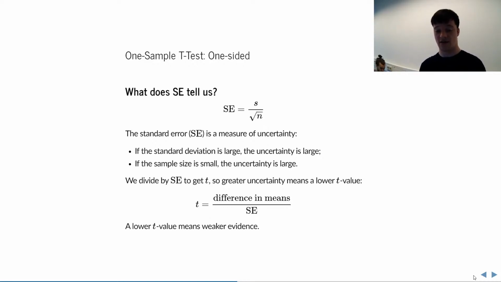Now, that brings us to how strong your evidence is. How strong your evidence is, is t, right? And t is equal to the difference in means divided by this measure of uncertainty. So the greater our uncertainty, the weaker our evidence, and the smaller the difference in means, the weaker our evidence. The bigger the difference in means, the better our evidence, and the smaller the uncertainty, also the better our evidence. It's just a division of two things.